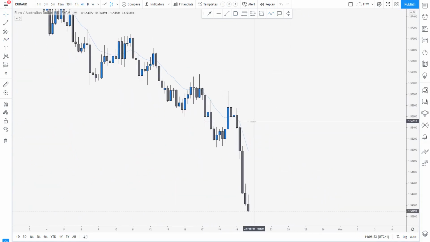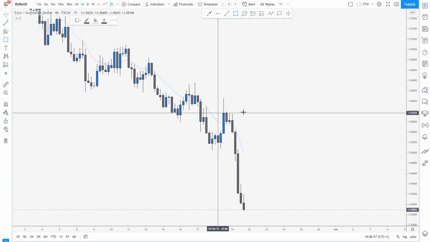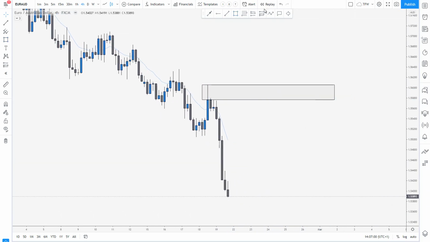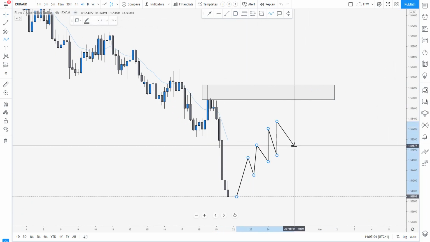Dropping to Euro Aussie. This one is way too huge to the downside. So where's my major structure again? It's right there. What I will do is look for shorts, but again, the market can do whatever it does right there.